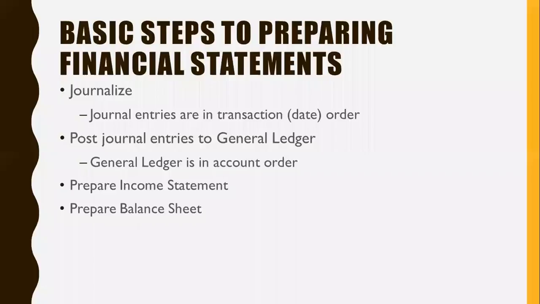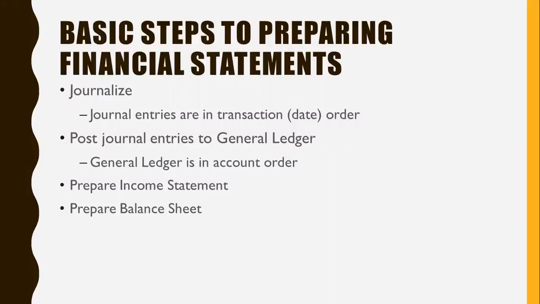Next, you post the journal entries to the general ledger, and post just means copy. You're going to copy the amounts in the journal to the ledger, and the ledger is different because it's in account order. It's nice to know what your transactions are, but you need to know what your cash is at any point in time, for example.